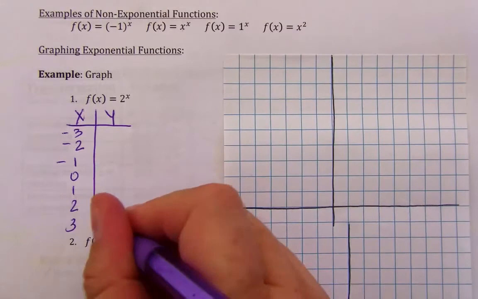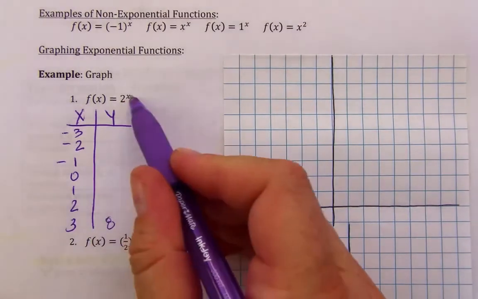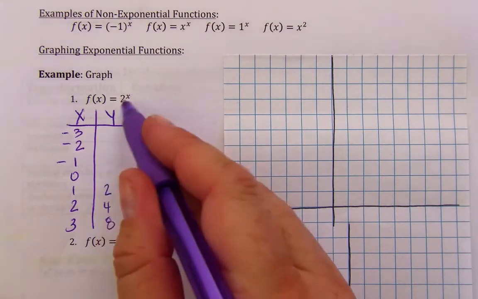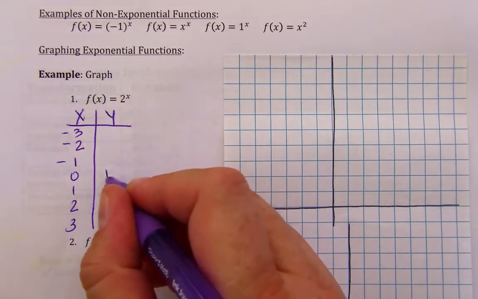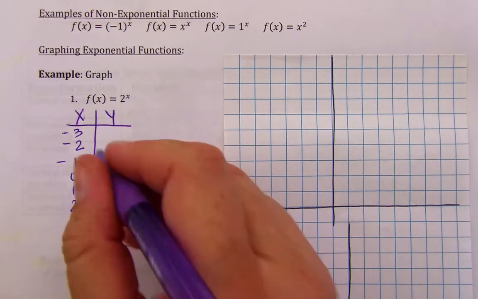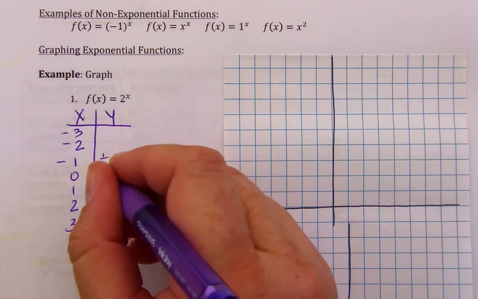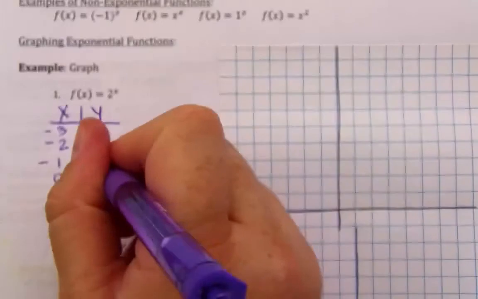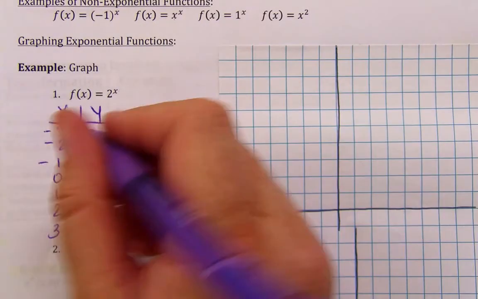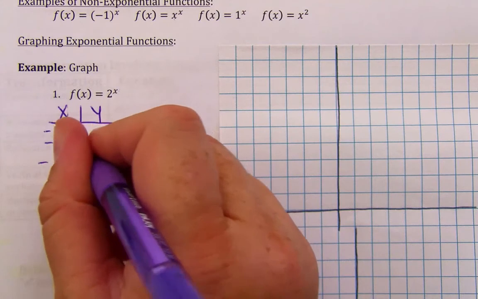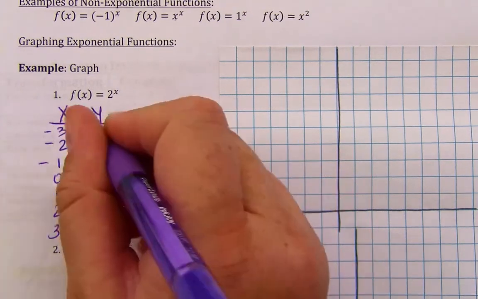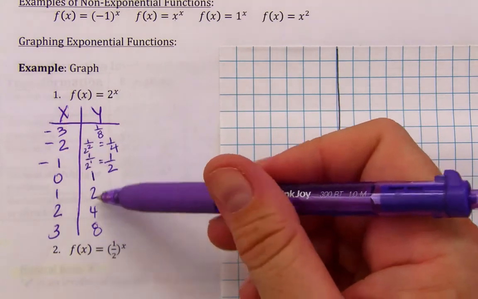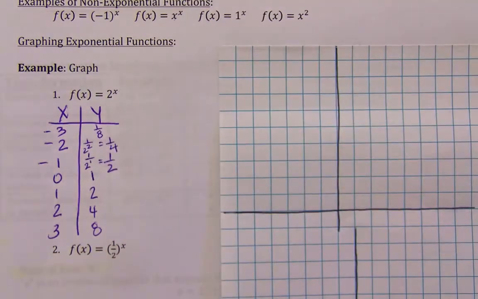2 to the third power is 8. 2 to the second power is 4. 2 to the first power is 2. 2 to the 0 power is 1. 2 to the -1 power, well, that's 1 over 2 to the first power, and that would be 1/2. Then 1 over 2 squared is 1 over 4, and then this will be 1 over 8. So we can see what's happening here. We end up with the reciprocals of these values.